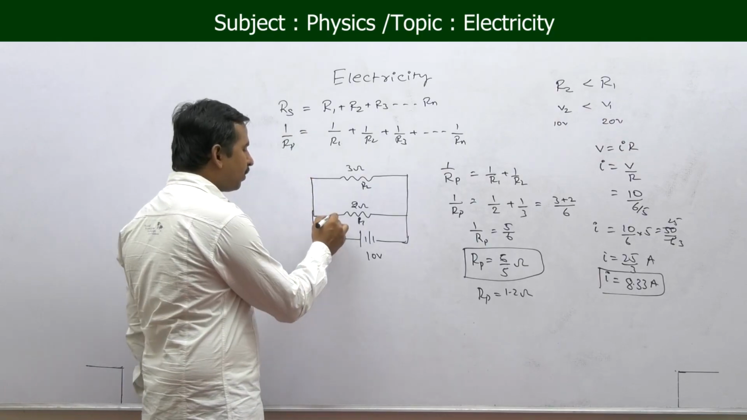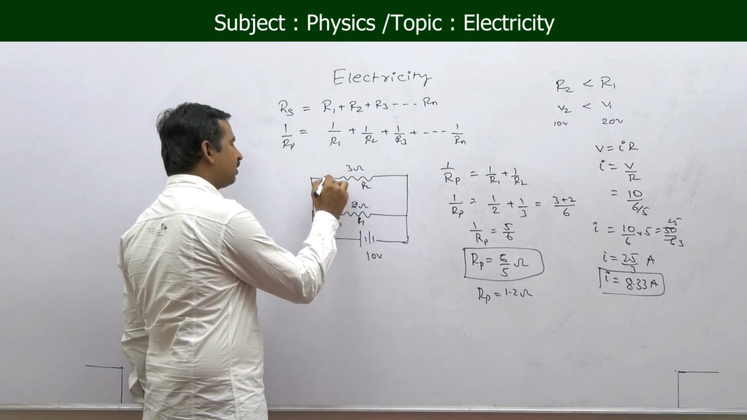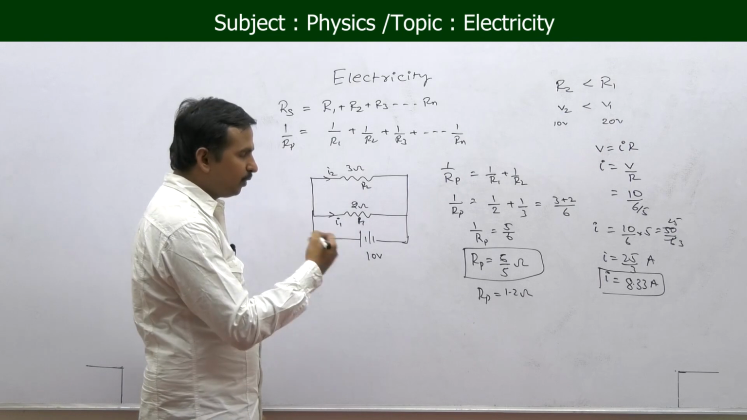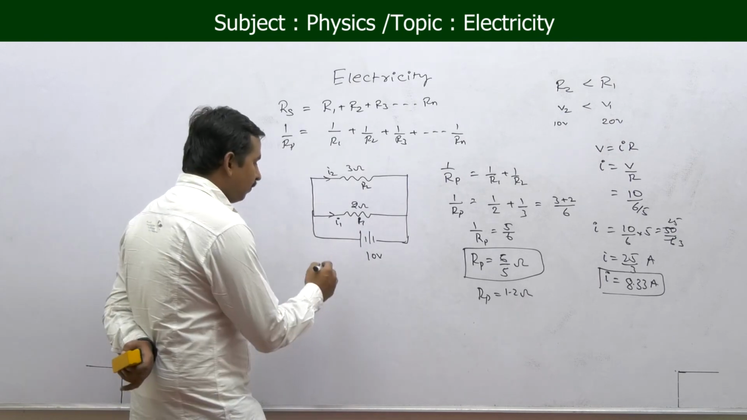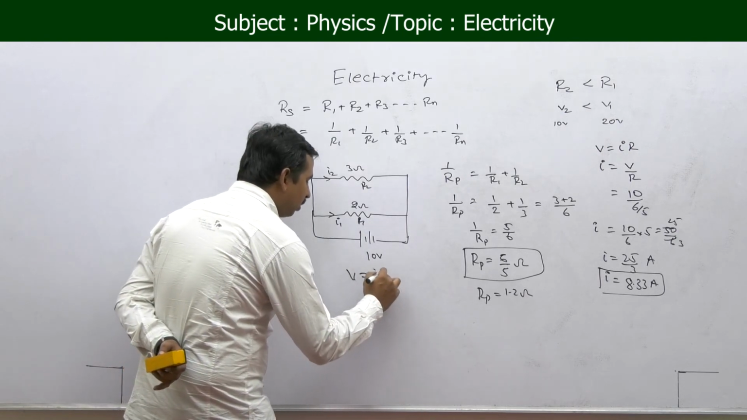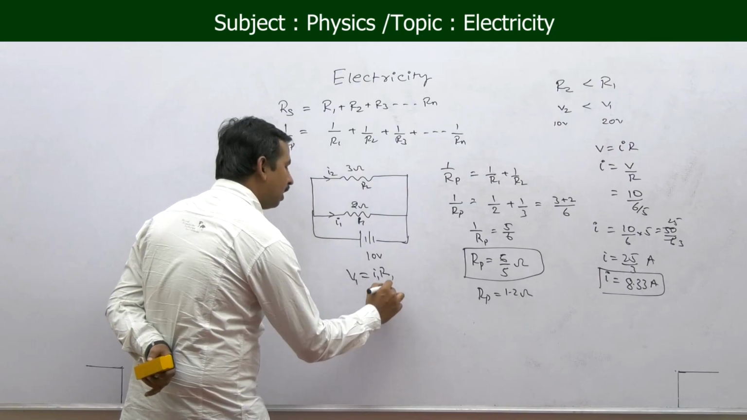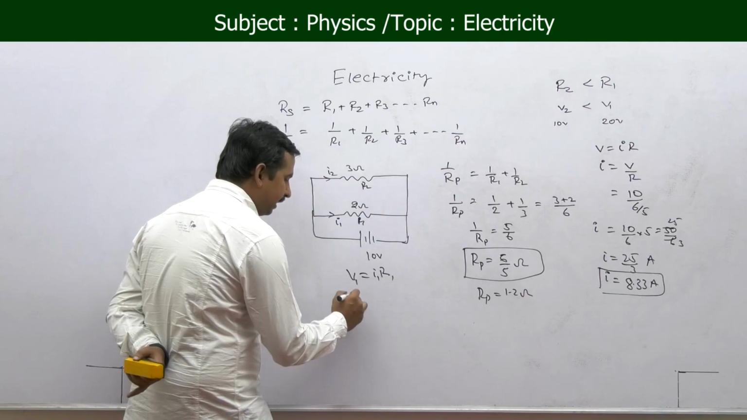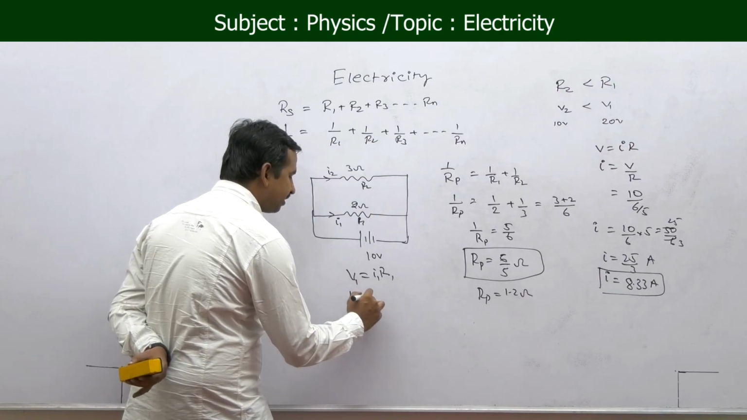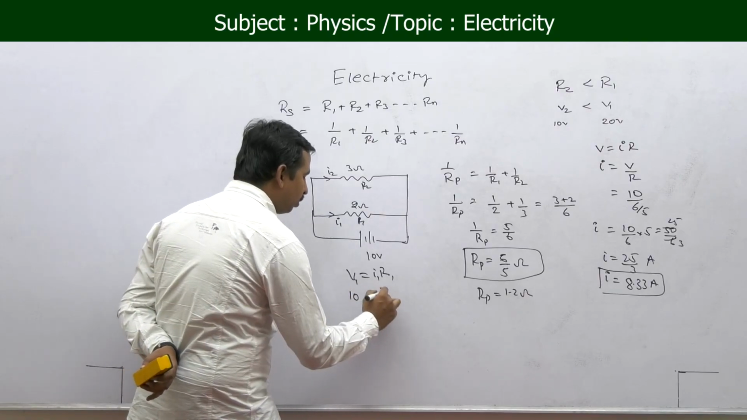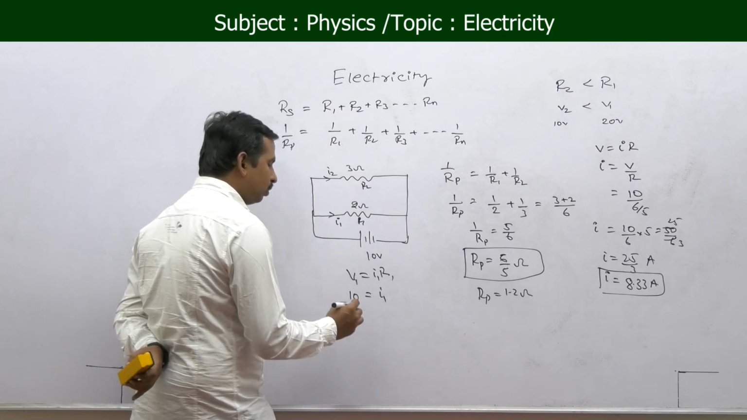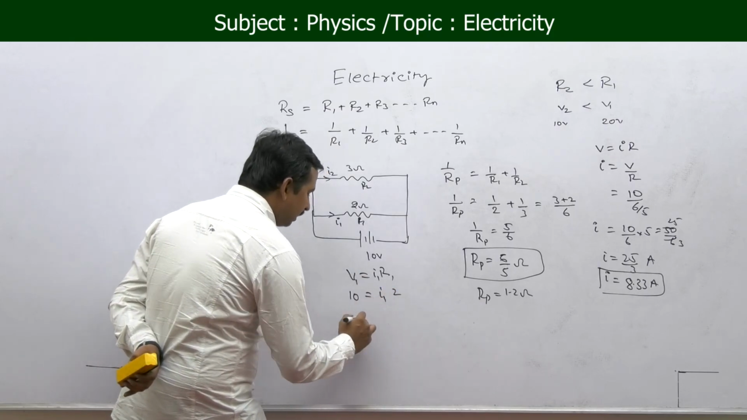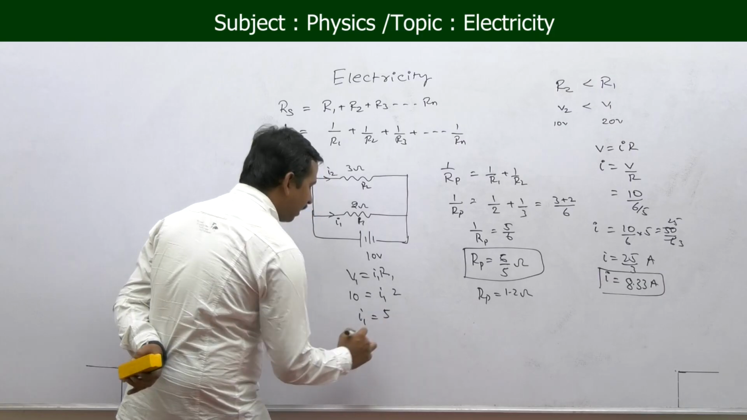But what is the current passing through the 2 ohm resistor? What is the current passing through the 3 ohm resistor? If you want to find that separately, we know that as V is equal to IR, V1 is equal to I1 R1, and V1 is equal to V2 is equal to V. So the voltage remains 10, I1 we do not know, and the R1 value is 2 ohms, then I1 becomes 5.